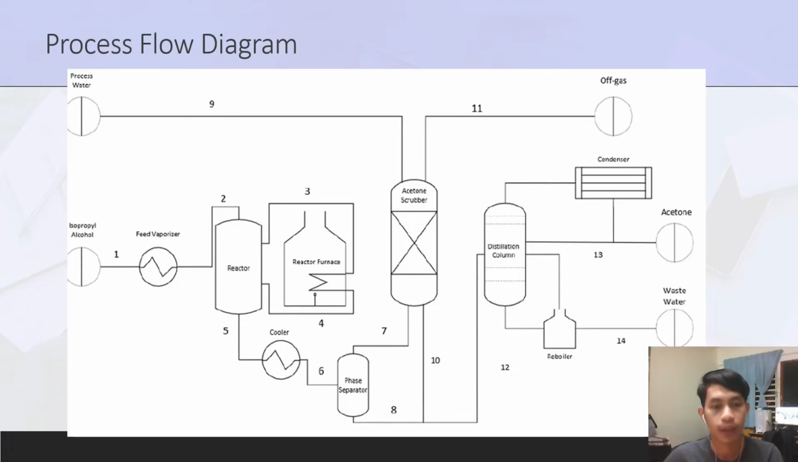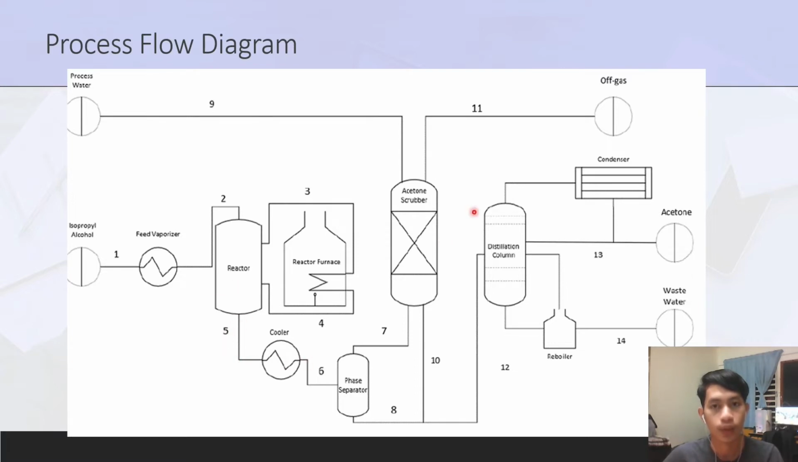In our process flow diagram, it consists of two feed streams. Stream 1 contains isopropyl alcohol and water, while stream 9 contains processed distilled water. The feed from stream 1 was sent to the feed vaporizer to heat, vaporize and superheat to reach 235 degrees and 2.2 bar condition. Then the product was sent to the reactor. In the reactor, it received heat from the furnace, which is from the heat of combustion of molten salt. In the reactor, the isopropyl alcohol reacted in the presence of zinc oxide to produce acetone and hydrogen gas.